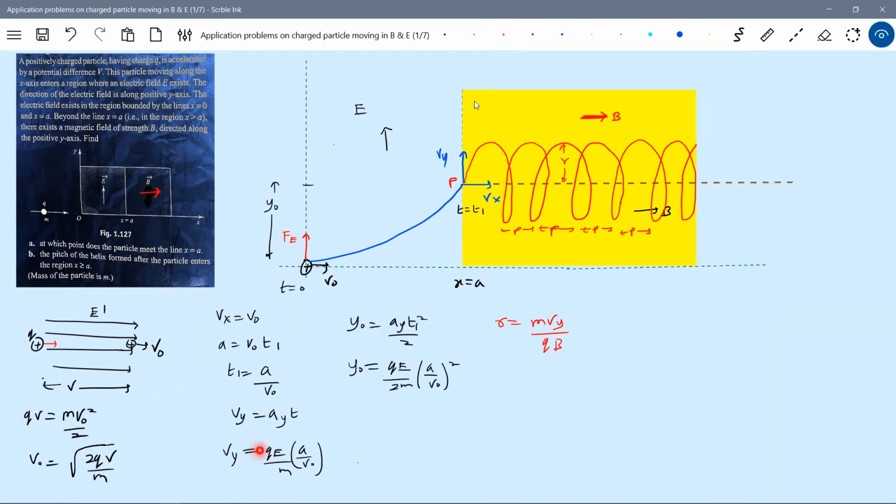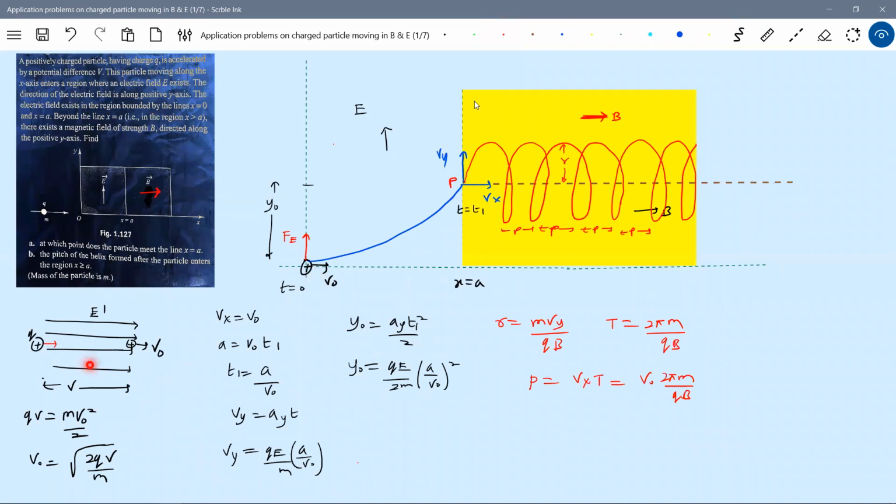You are able to interlink all. Then the time period of revolution is independent of speed of projection: 2 pi m by QB. Time period of revolution. Then what about the pitch? Pitch is given by Vx into T. What is Vx? Vx is equal to V naught. T is 2 pi m by QB. So what is V naught? V naught is the speed with which the particle enters at the origin.